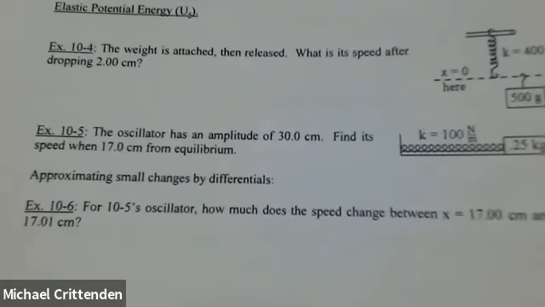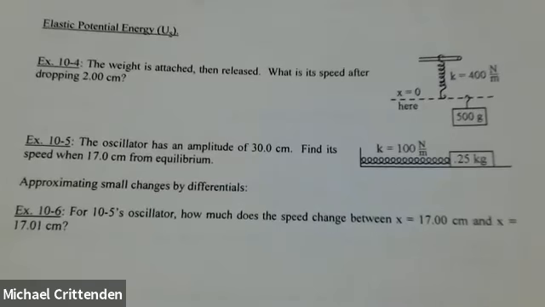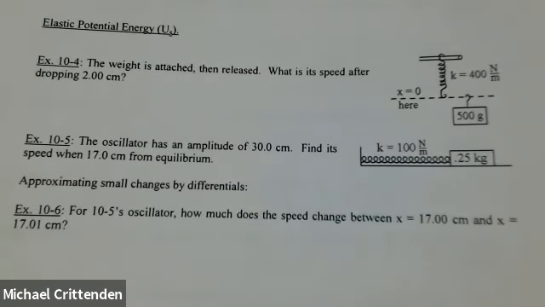Back to the handout. So one more time, we have the mass sliding back and forth on the frictionless air track due to a spring connected to it. And it gives the amplitude. Find the speed when it's 17 centimeters from equilibrium.